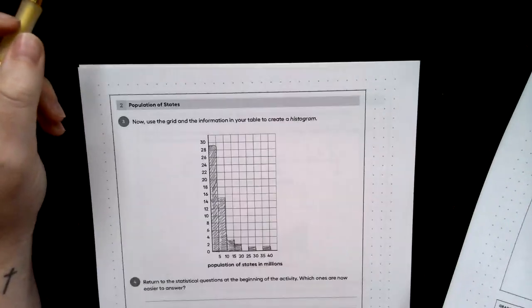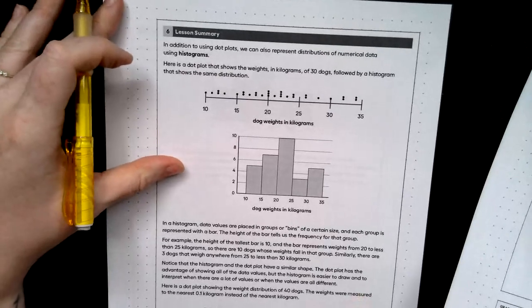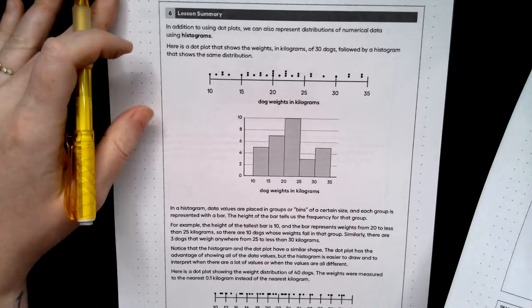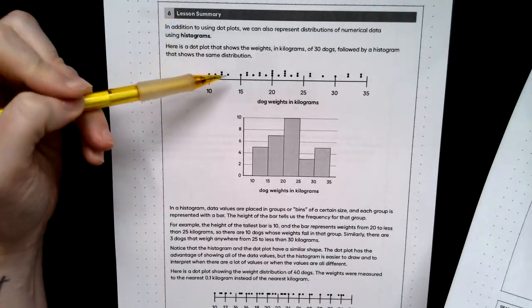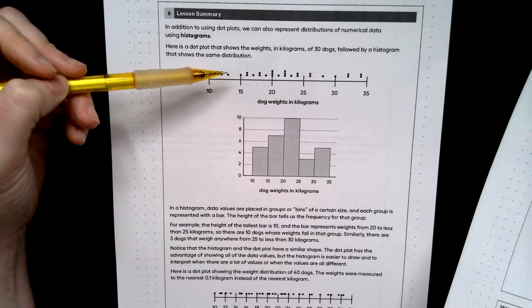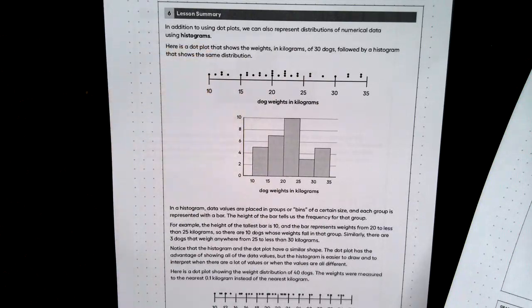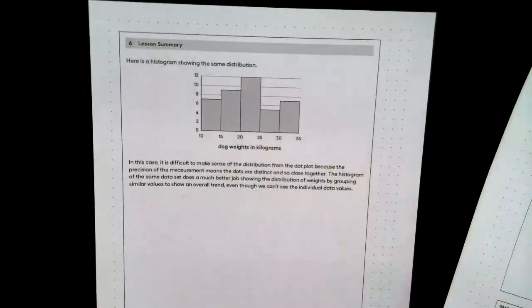So if you guys could flip to the lesson summary, the point of this lesson was to, one, know how to create a histogram with a data set, but also understand that sometimes it's better to have a histogram to represent the data than a dot plot. And that concludes all the new information from our lesson today.